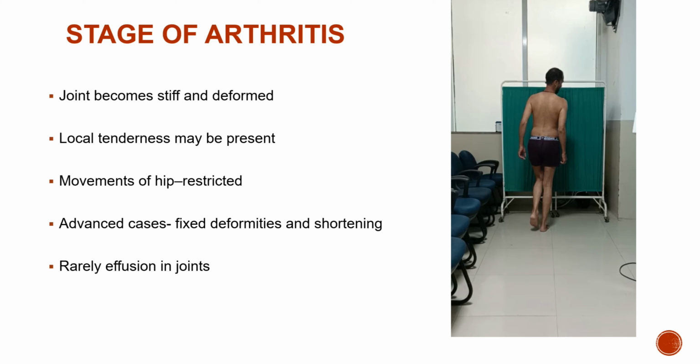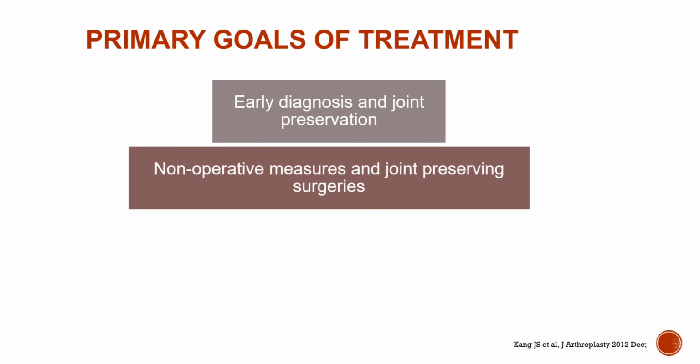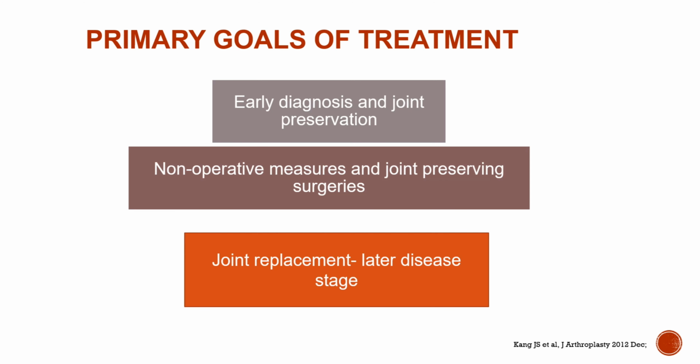So how do we approach these cases? The primary goal of the treatment should be early diagnosis of avascular necrosis of femoral head and joint preservation. And the goal should be oriented towards non-operative measures or even joint preserving surgeries. But if a patient reaches us in well advanced cases with deformed head or deformities and stiff gait, then nothing but joint replacement has to be done in later stage of the disease.